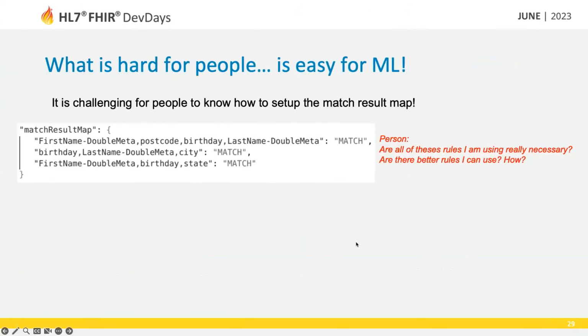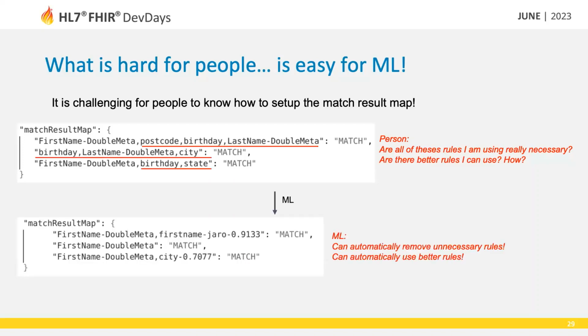Something else that is difficult for people is knowing how to configure the match result map. Looking at this, a person might ask, are all of these rules really necessary? Or are there some better rules that I can use? ML can answer both of these questions. With ML, we can automatically remove unnecessary rules as well as automatically use better rules.